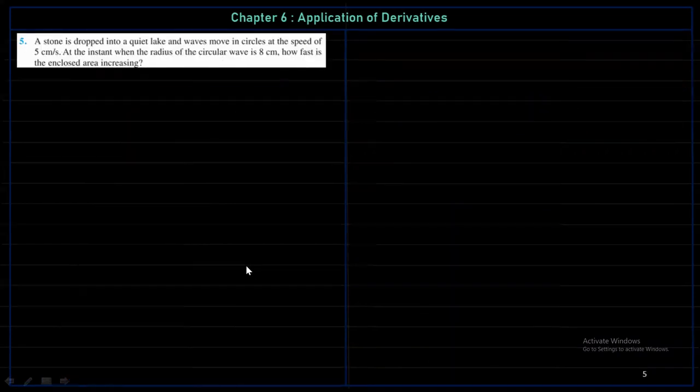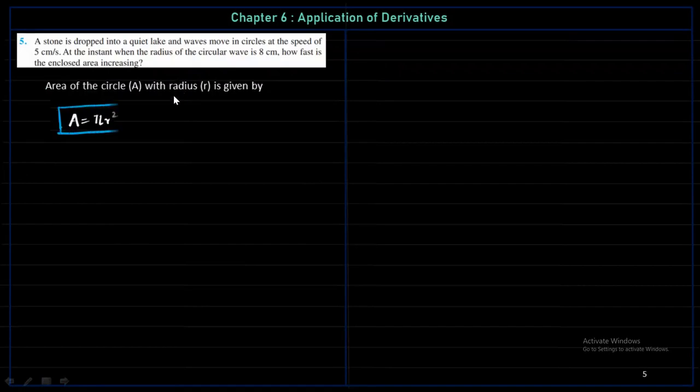Fifth question is, a stone is dropped into a quiet lake and waves move in circles at a speed of 5 centimeter per second. At the instance when the radius of the circular wave is 8 centimeters, how fast the enclosed area is increasing? Again, so what is given to you? How fast the radius is increasing. That is what is given to you, right? So area of the circle A with the radius r is given by pi r square. This is the formula for area.